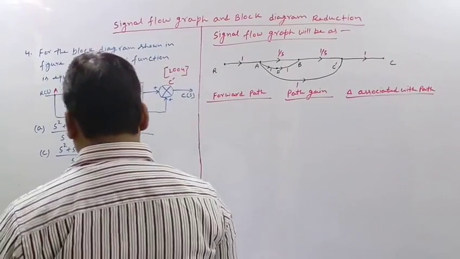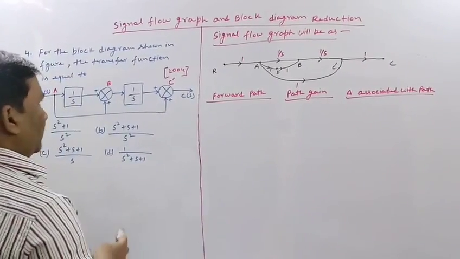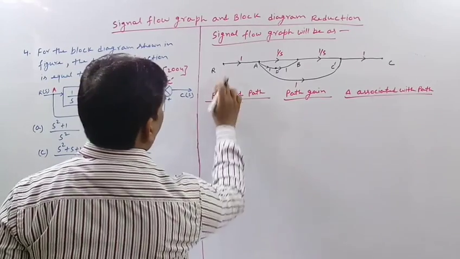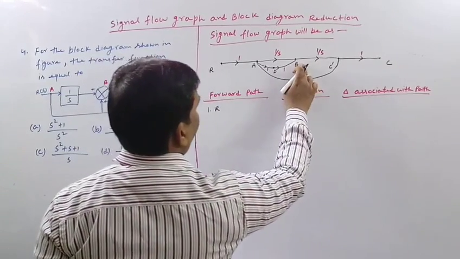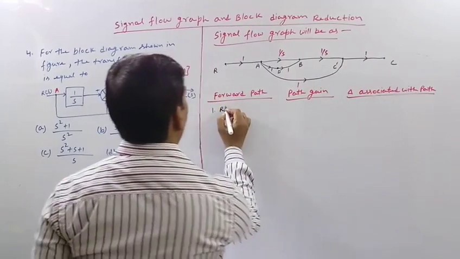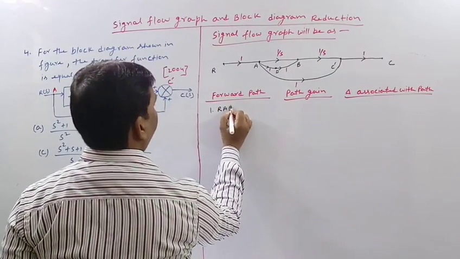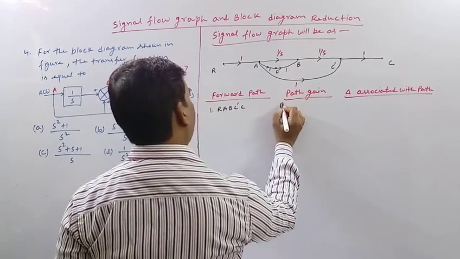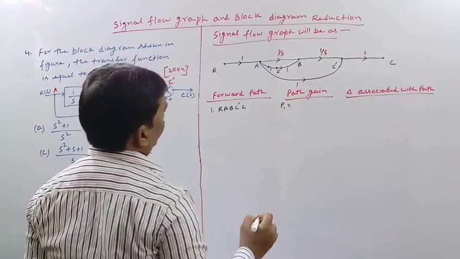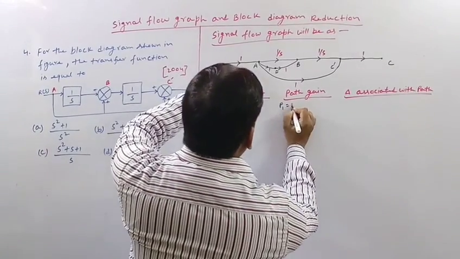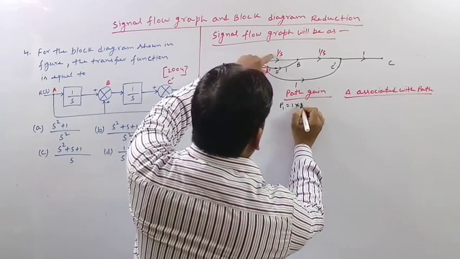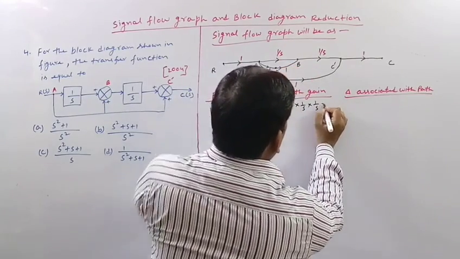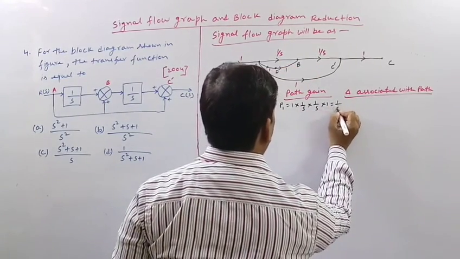Now the first path is R A B C dash C, and let us denote the path gain for this path as P1. So P1 will be 1 multiplied by 1 by S multiplied by 1 by S multiplied by 1. So it will be 1 by S square.